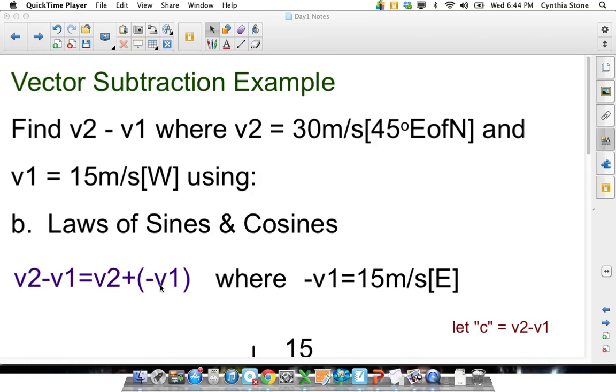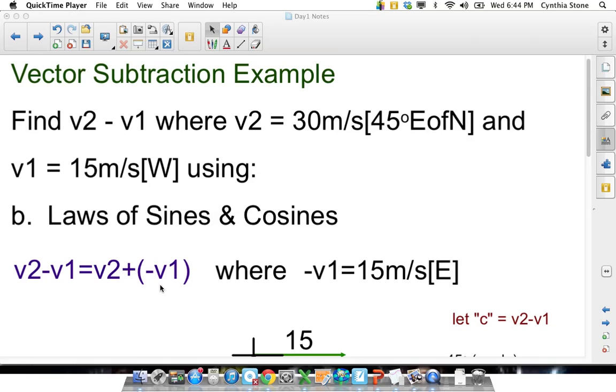So using the sines and cosines, the basic idea is you make a triangle, you solve the triangle to find out the magnitude and the angle. Keeping in mind that when doing vector subtraction, I go v2 minus v1, which is the same as v2 plus negative v1, right? So I'm going to add the vectors, but I have to add negative v1. Negative v1 will be 15 meters per second east. Remember, you just change the east to the west and the north to a south. Well, in this case, it's just east.